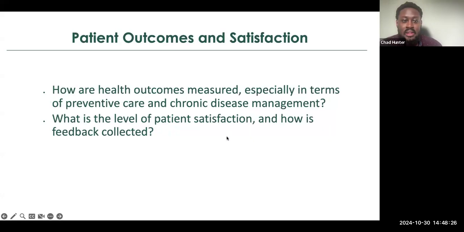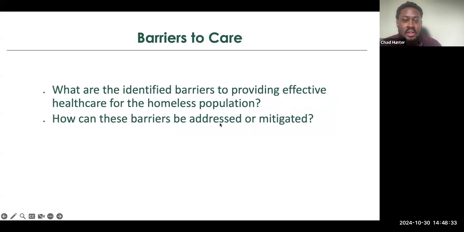And move on. We spoke about this, so we don't need to circle back. We did have a great conversation related to this, and we also had a great conversation related to barriers of care.